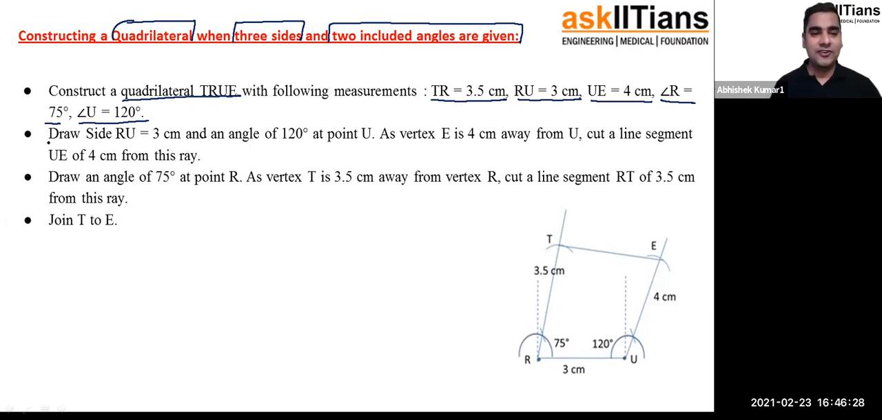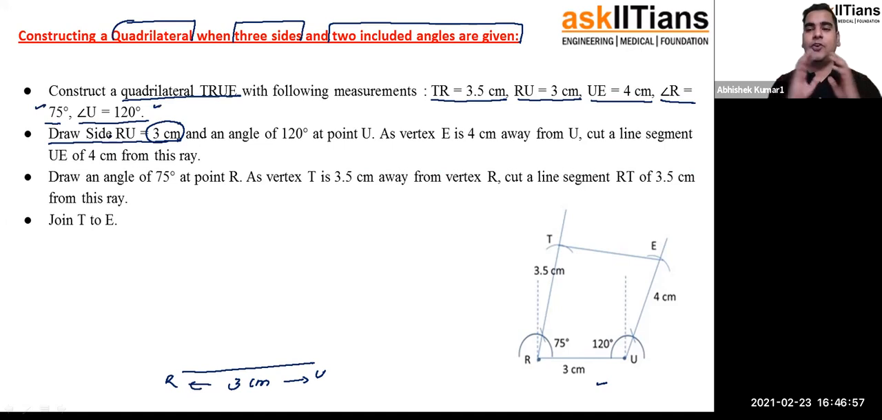Your first step is you have to draw side RU, that's equal to 3 centimeter. I will also keep on showing how you have to draw it, although a proper figure is mentioned here. So this is, let's say, RU, and the length of RU given to us is 3 centimeter. Understood? Now, what is the value of angle R? Angle R is given 75 degree, and angle U is given 120 degree. Now it's up to you which angle you want to draw first. It does not matter actually. Here in the steps it is mentioned that first we should draw angle U, that's equal to 120 degree, so I'm going to start with that only.